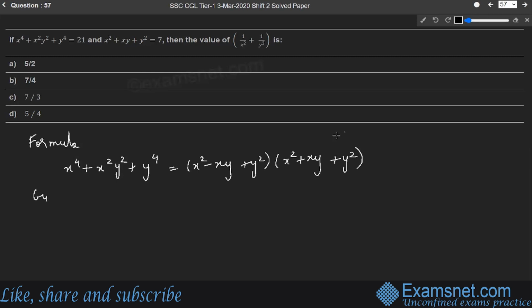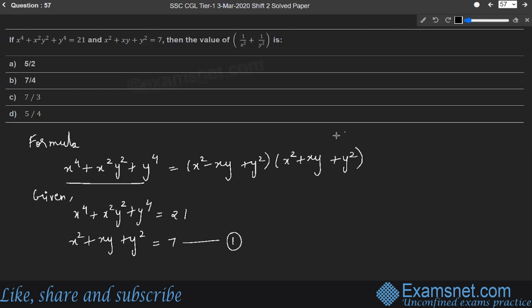It is given that x power 4 plus x square into y square plus y power 4 is equal to 21. And x square plus xy plus y square is equal to 7. All right. Consider this as equation number 1. You can see that for this formula, we have two values: the value of the left hand side and the value of this part.